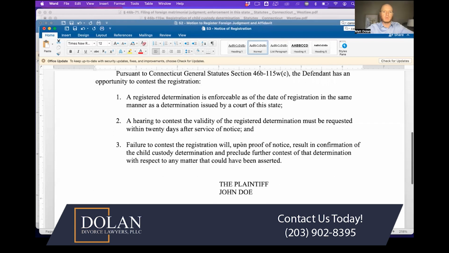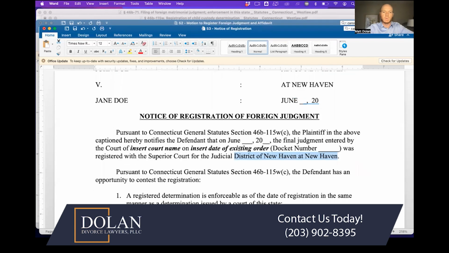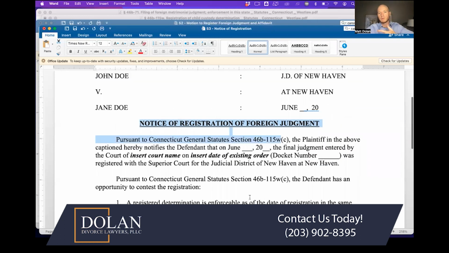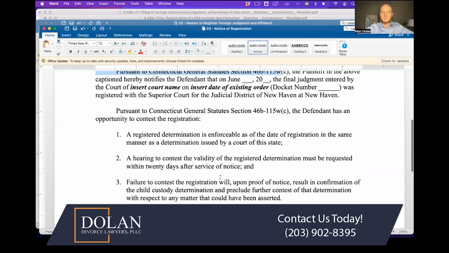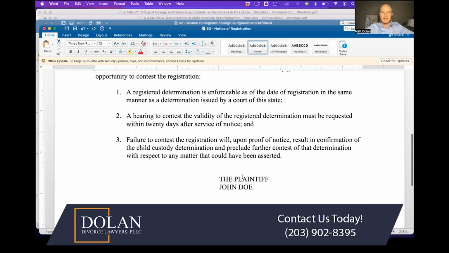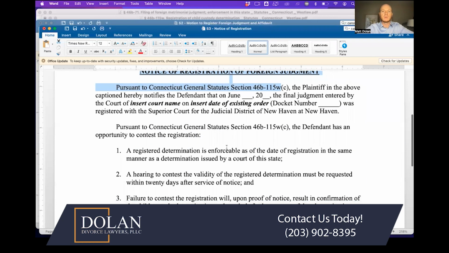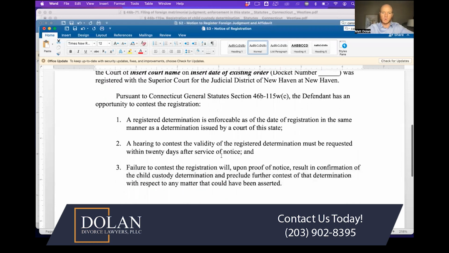So you're going to provide them with notice, and then you're going to file with the court a copy of this notice along with a return of service that shows proof of service. And then the person receiving notice has 20 days to contest the determination. So once all this stuff is filed, you can then file a motion for contempt or a motion to modify the existing court orders, or do whatever you need to do following the registration here in Connecticut.